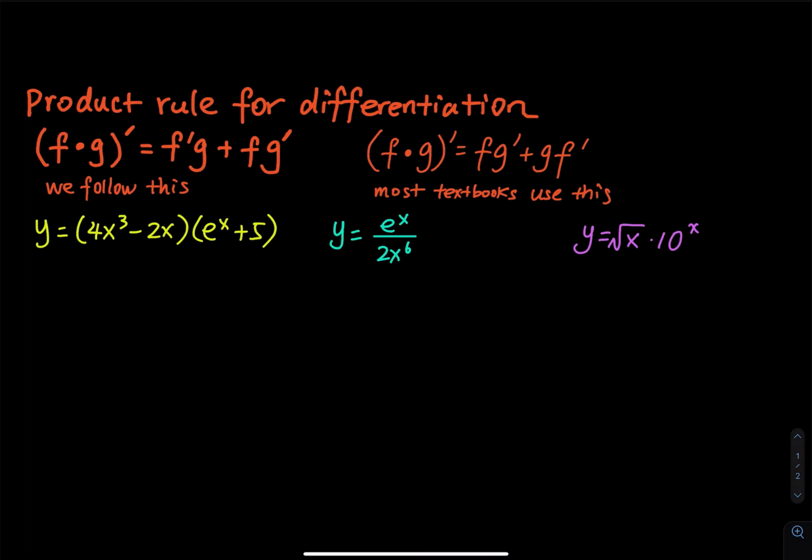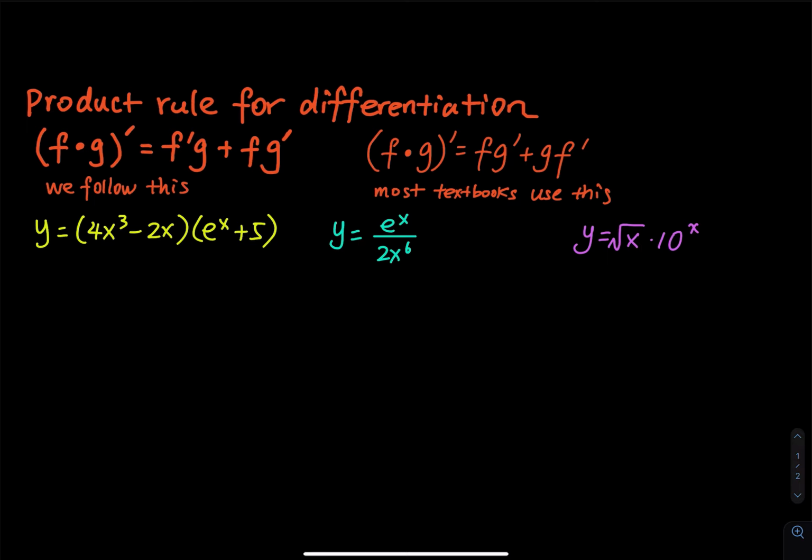The product rule for differentiation. So we have the product of function f and function g. We have f times g in parentheses, and this is called a prime. So this is the derivative of f times g, that is equal to f prime times g, plus f times the derivative of g. So I will just call this f prime g plus fg prime. So f prime g plus fg prime.